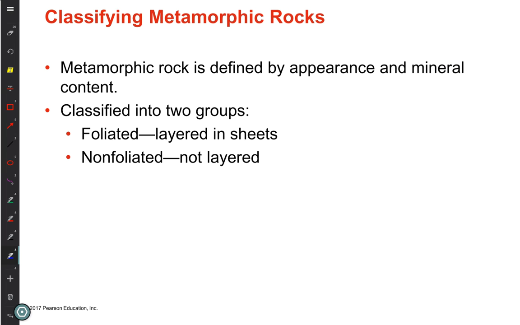Metamorphic rock, you have it broken into foliated or non-foliated. A portfolio, same basic word. You have sheets in your portfolio. Foliated is sheets of material.